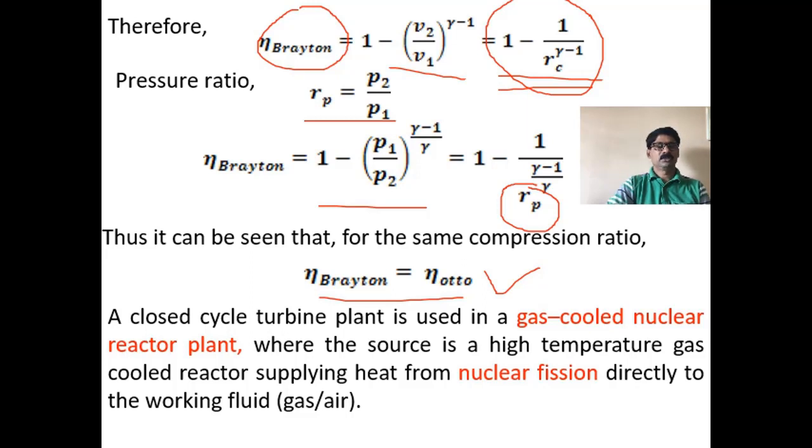Now coming to the applications, the closed cycle gas turbine plant is used in a gas cooled nuclear reactor plant, where the source is a high temperature gas cooled reactor supplying heat from nuclear fission directly to the working fluid. So this is the application of the closed cycle gas turbine plant working on the Brayton cycle.